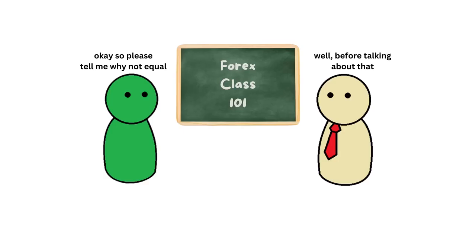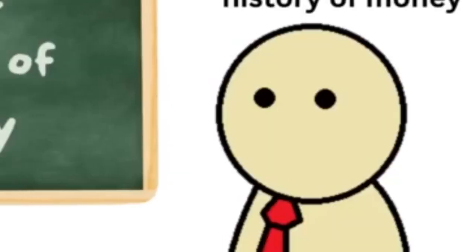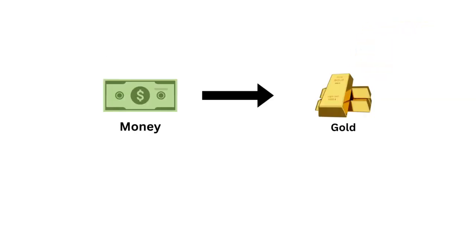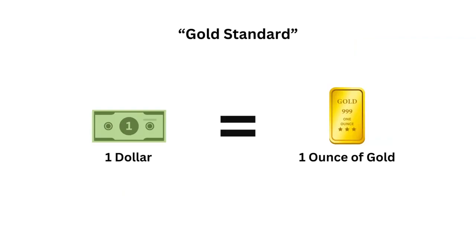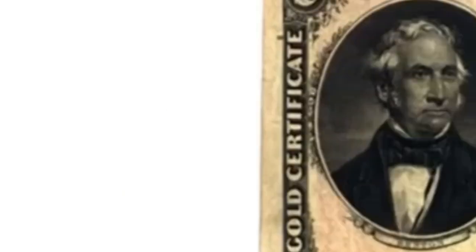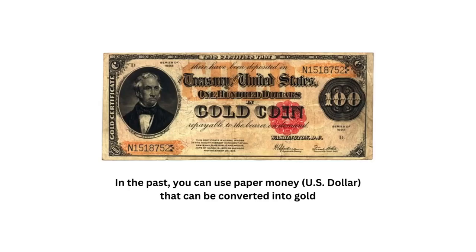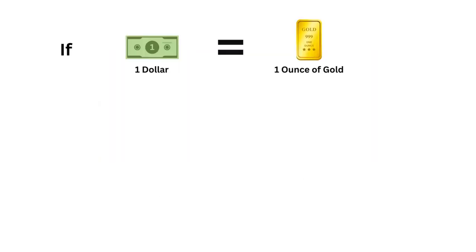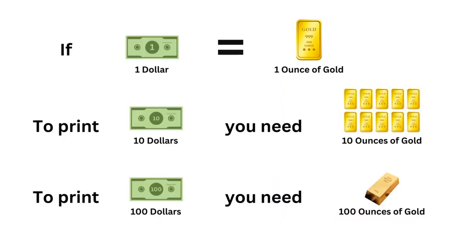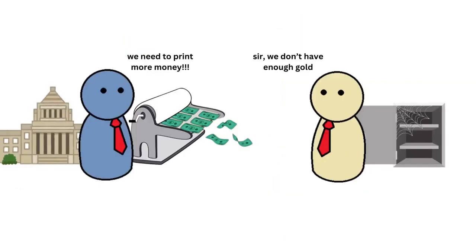Before we talk about the reasons behind different currency values, let's first cover a short history of currency. For a long time, money was directly linked to precious metals like gold. This was known as the gold standard. A country's currency was backed by a certain amount of gold. For example, the US dollar was once tied to a fixed amount of gold. This kept exchange rates stable, because a country couldn't just print more money without having more gold. It stopped governments from printing too much money.